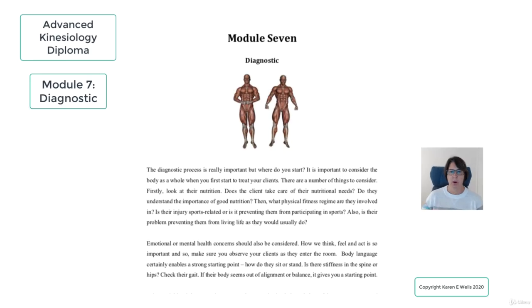So that process is very, very important, and it's important to consider the body as a whole when you first start to treat your clients. Now, there's a number of things there that you might want to consider. So firstly, you're looking at their nutrition. Does the client take care of their nutrition needs? Do they understand the importance of good nutrition?